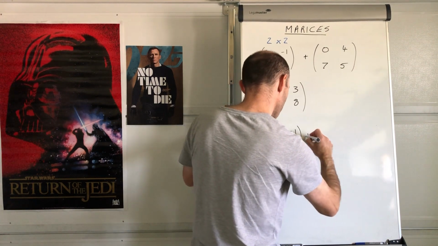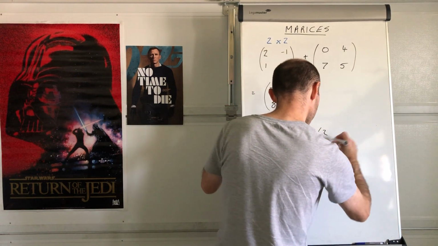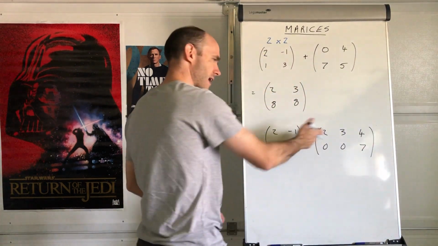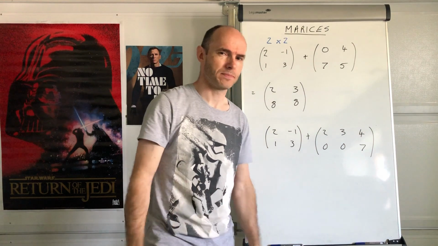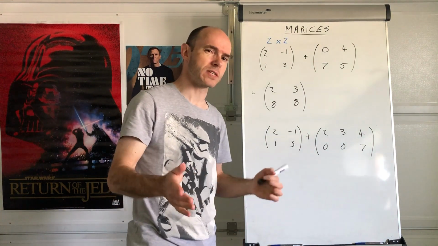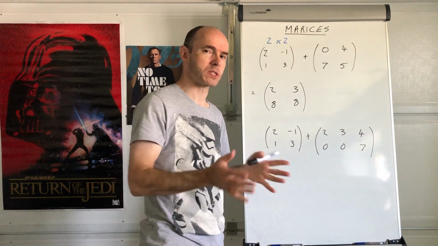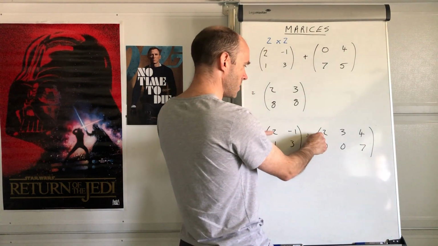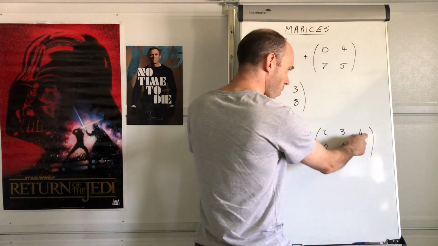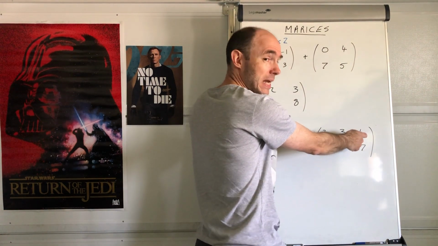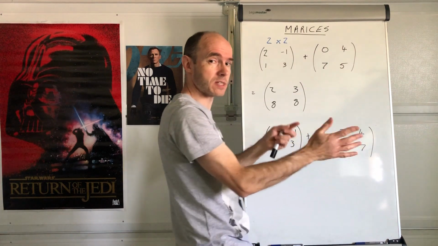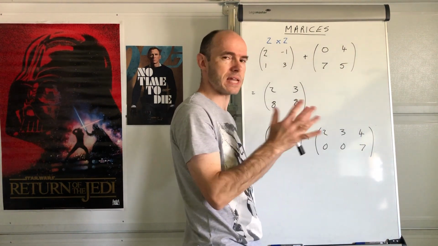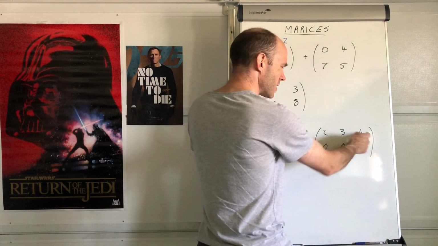Can I add these two matrices together? The answer is no, because the way matrix addition and subtraction works is you need to have corresponding elements in place. So you've got 2 and 2, -1 and 3. What goes with the 4? Nothing, literally nothing. It's not 0. There's a difference between 0 and nothing. 0 is a numerical value, it's a number. Nothing isn't even a number. There's nothing there, so you can't do it.